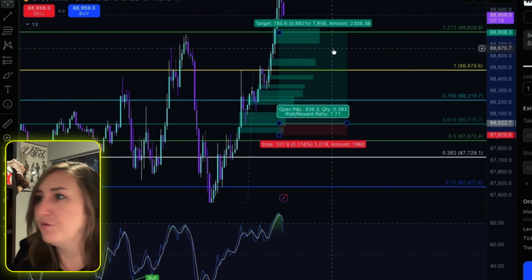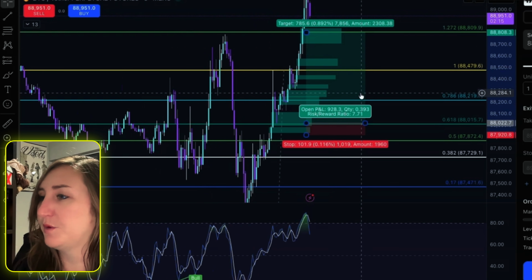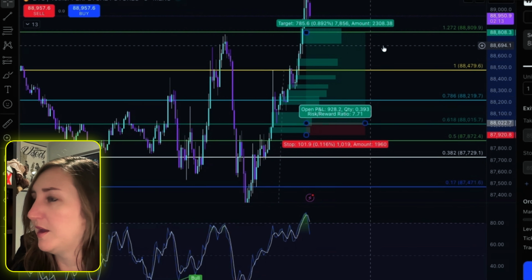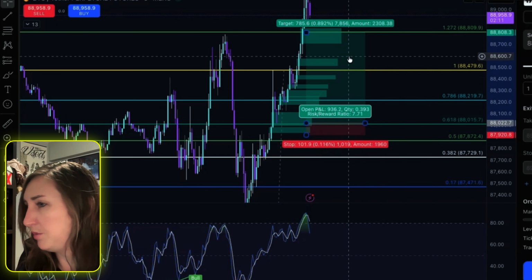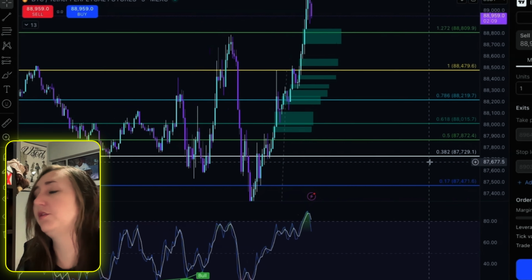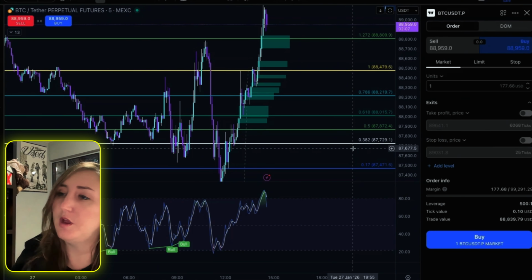That's what you get for doing research during the day. So a nice 7 risk reward ratio on that one, just taking profit at the 1.272. Pretty simple trade laid out. So these are the 2 steps you must look for.